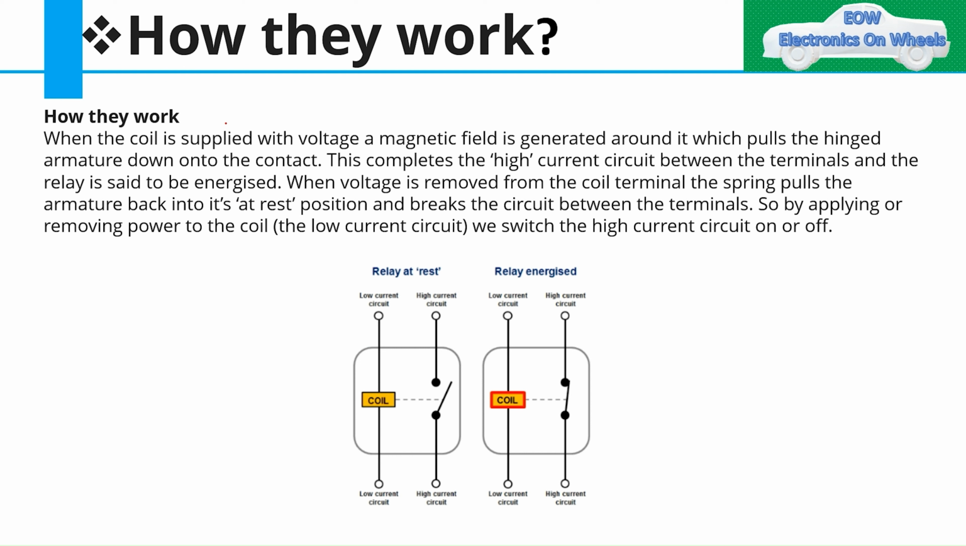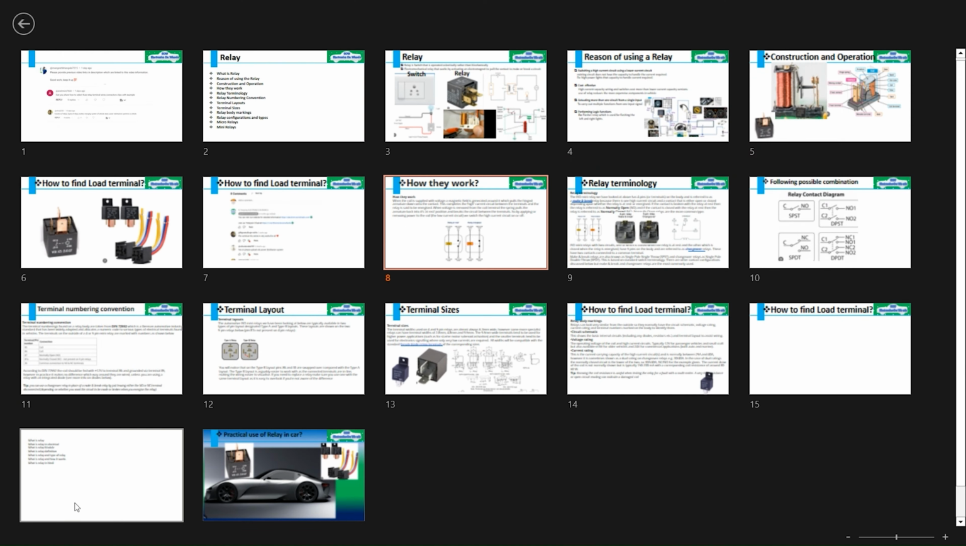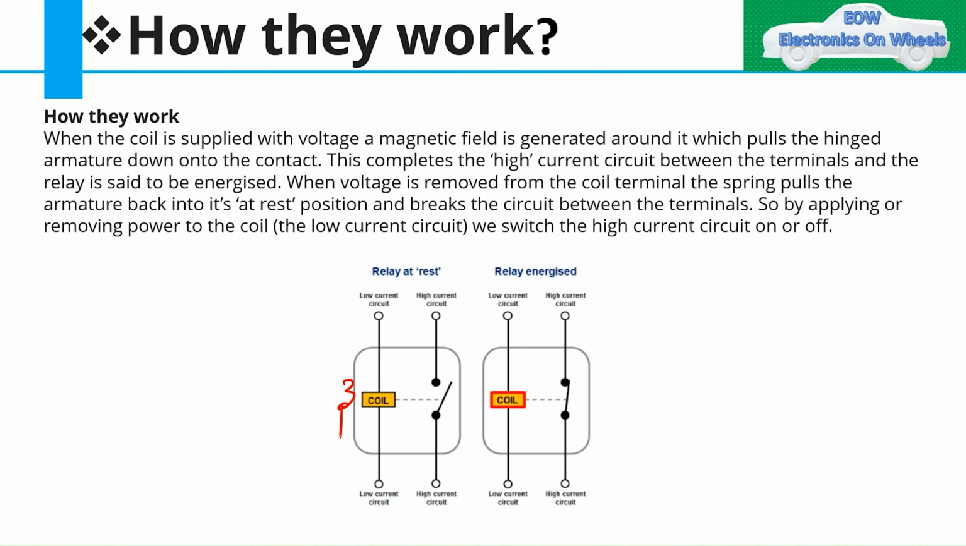You all know this is the basic circuit of the relay. This is the low current circuit on the coil side, this is the coil, and this is your high current circuit, which you are controlling from the low current circuit. Here you will have some load, like a lamp, or you might have a starter motor, and this is how you are controlling this. So this is my coil and this is my contact side.